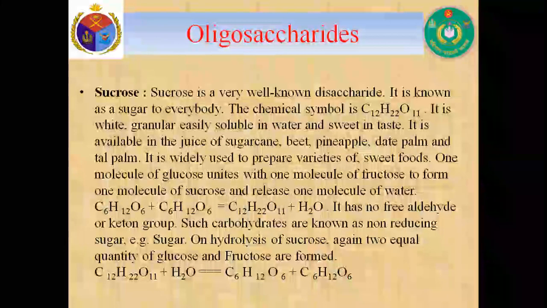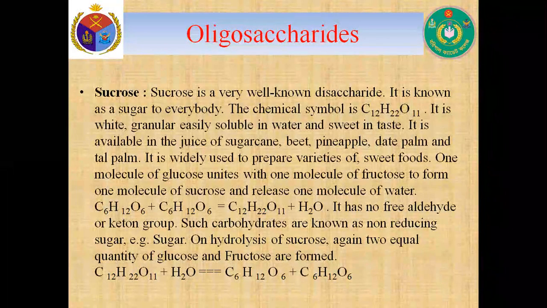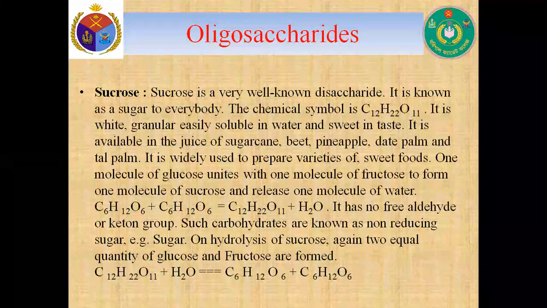Now, sucrose. Sucrose is a very well-known disaccharide. It is known as sugar to everybody. The chemical formula is C12H22O11. It is white, granular, easily soluble in water, and sweet in taste. It is available in the juice of sugarcane, beet, pineapple, date palm, and palmyra palm. It is widely used to prepare varieties of sweets and foods.